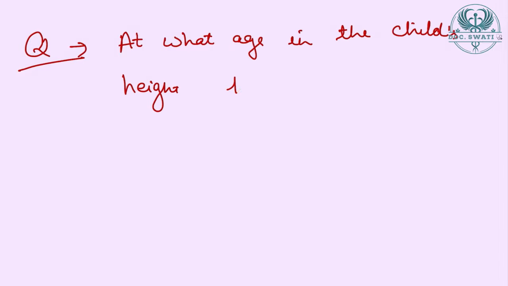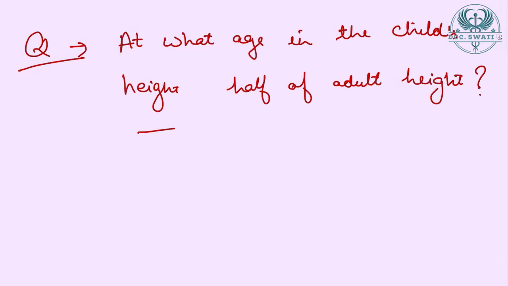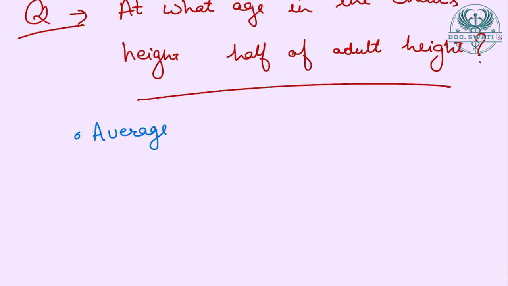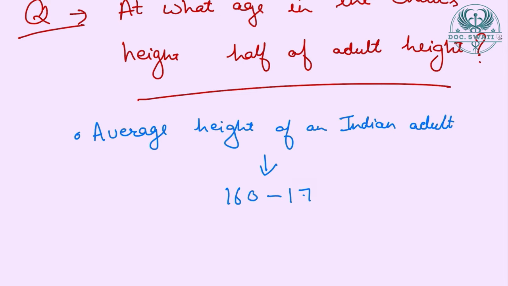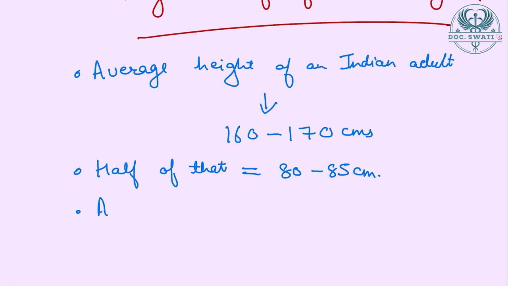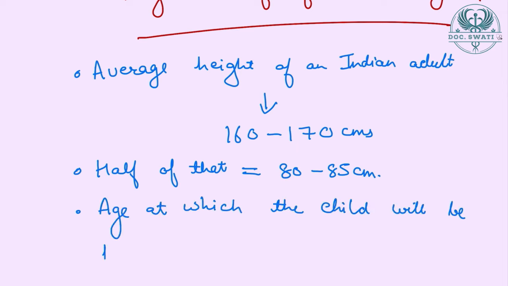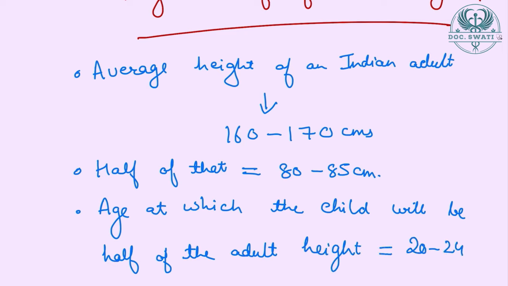So let's end today's video by summing up the answer to this question. The question is, at what age is the child's height half of the adult height? The average height of an Indian adult is 160 to 170 centimeters. Half of that is 80 to 85 centimeters. The age at which the child will be half of the adult height is 20 to 24 months.